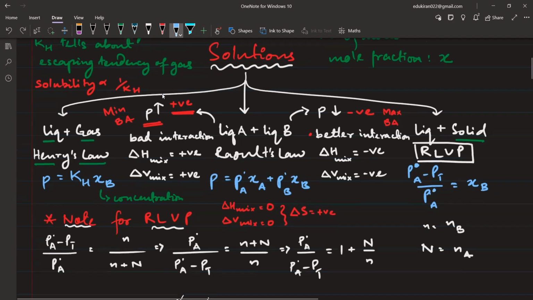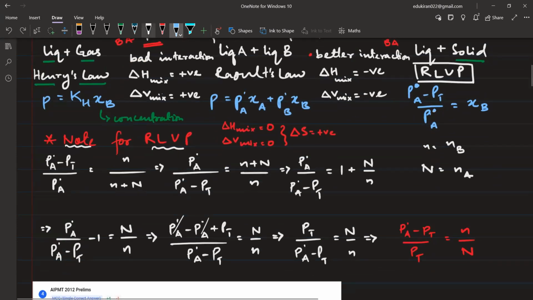Relative lowering of vapor pressure is equal to the mole fraction of solute. Now, a note for RLVP: P naught A minus P total upon P naught A will be equal to small n, where small n is for the number of moles of solute. Small n is for what? Farhat, tell me. Number of moles. Of solute or solvent? Solute. So capital N will be for solvent. Yes, solvent. Very good.